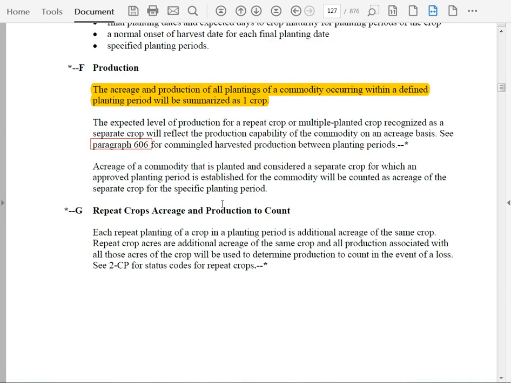The benefit of establishing multiple planting periods is that each planting period of a crop is considered a separate crop for the purposes of loss calculations. To help illustrate this benefit, we'll consider how a lettuce grower in a county with a single planting period is treated versus one with 3 planting periods.